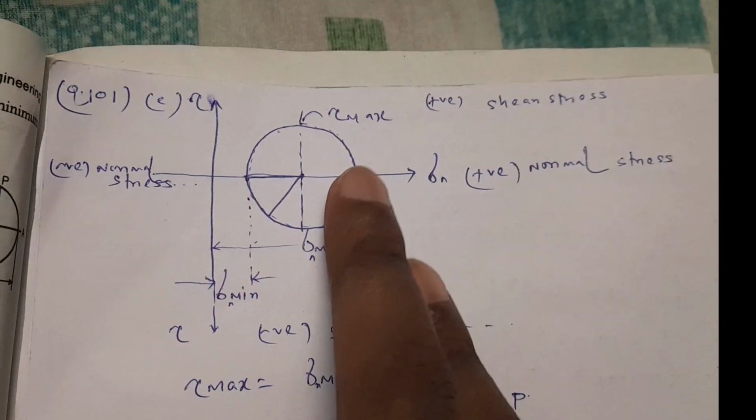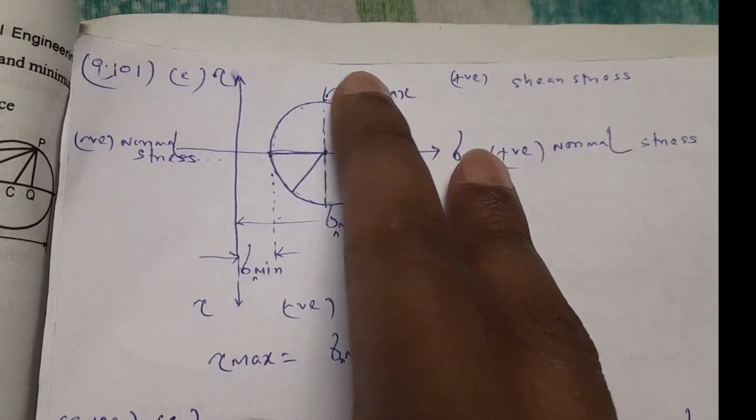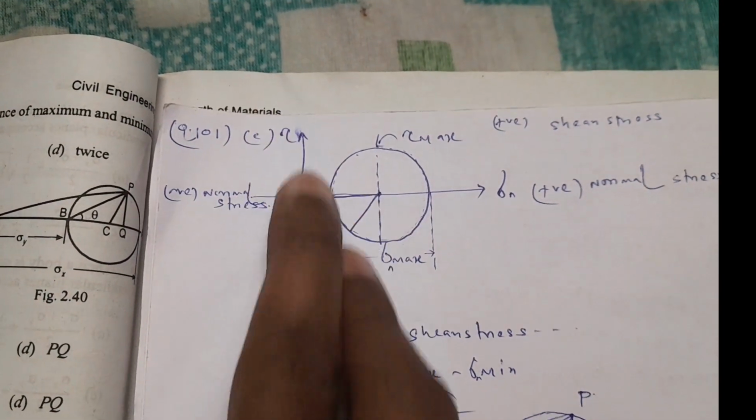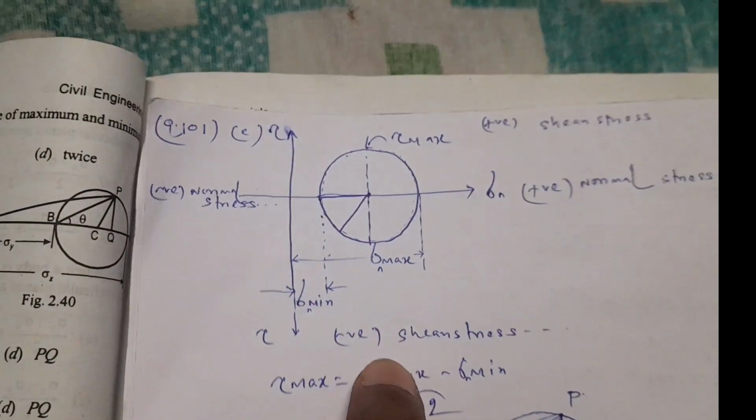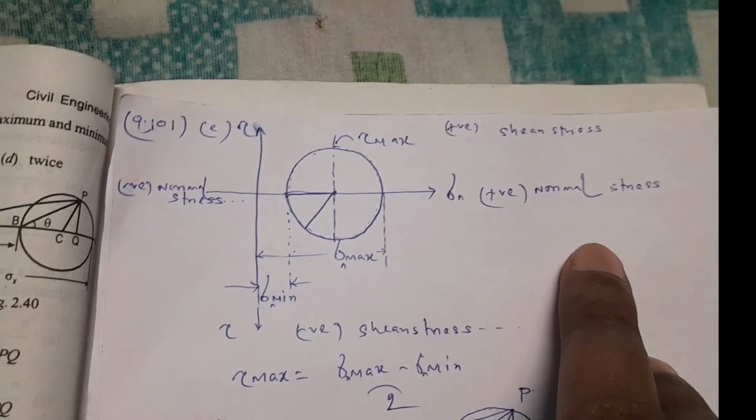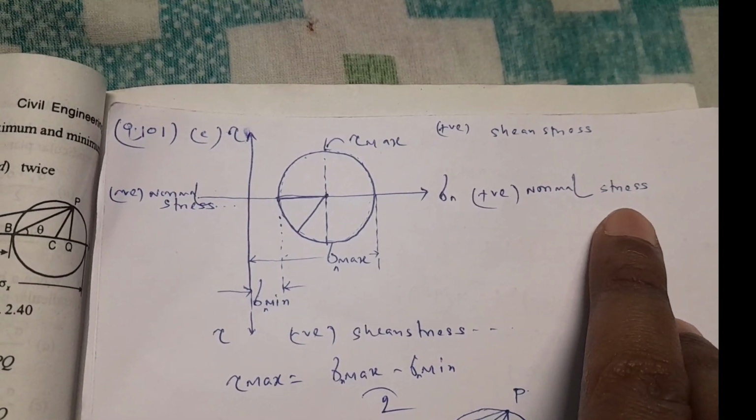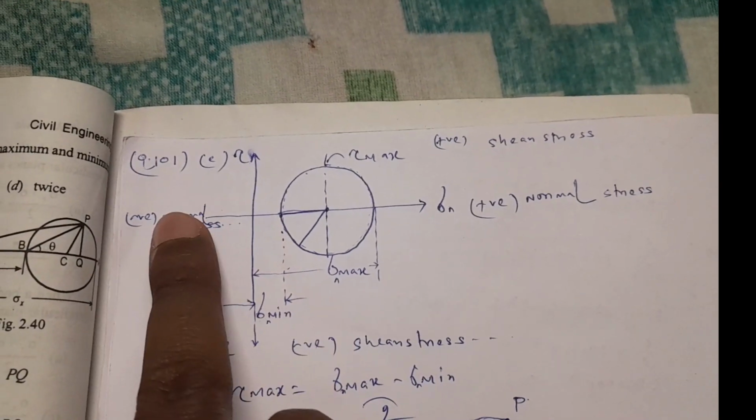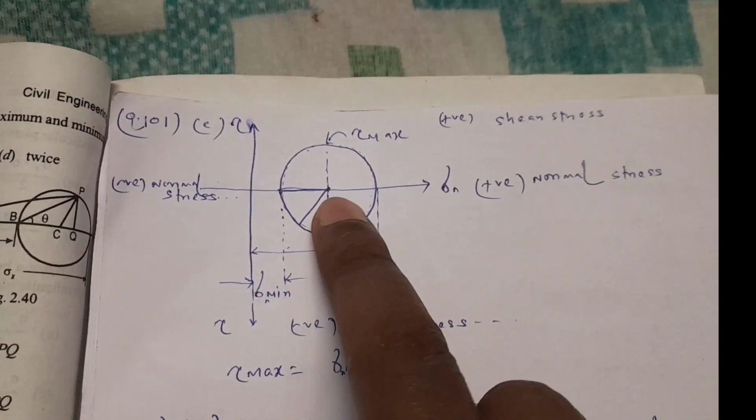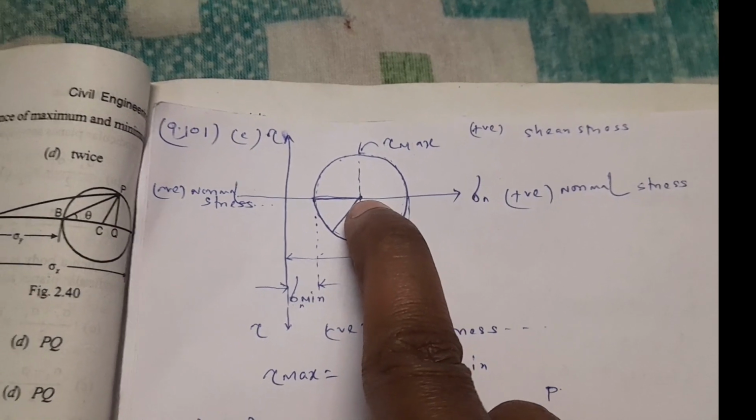So friends, look at this graph. This is the Mohr circle. In this axis, shear stress is represented. This is positive shear stress, this is negative shear stress, and in this x-axis normal stress is represented. This is negative normal stress, this is positive normal stress. So this is the center point of this circle.